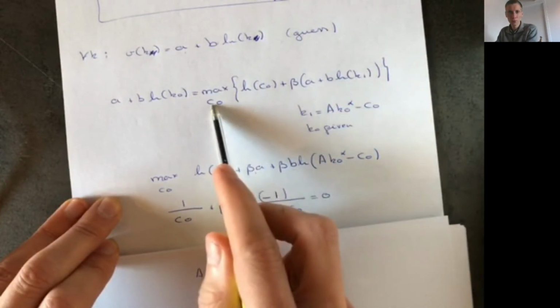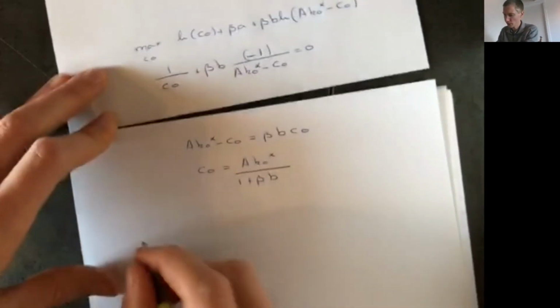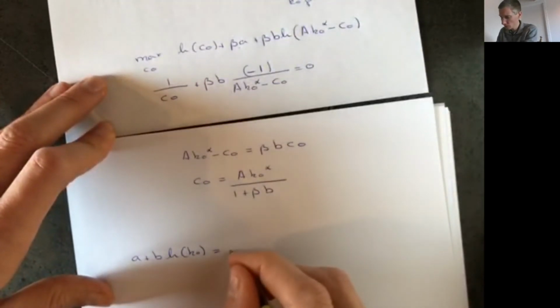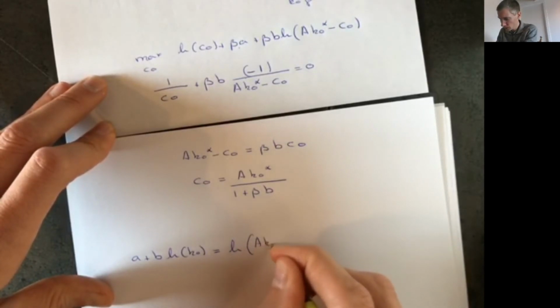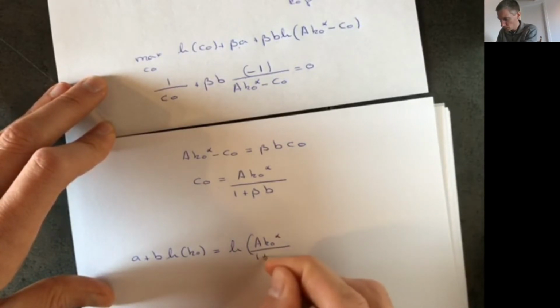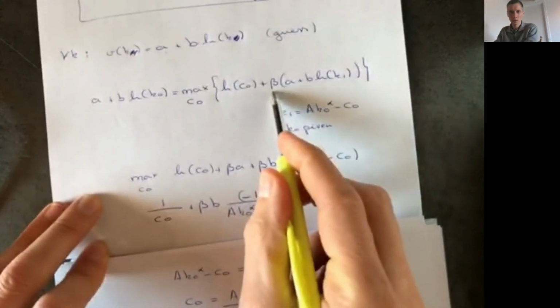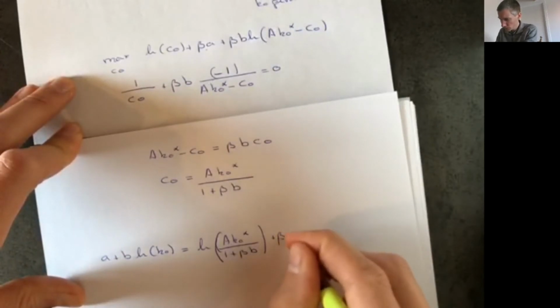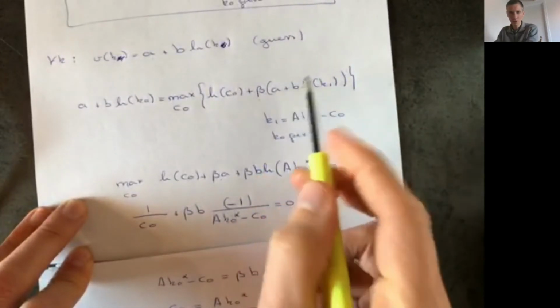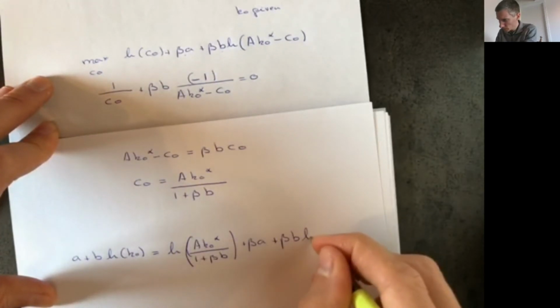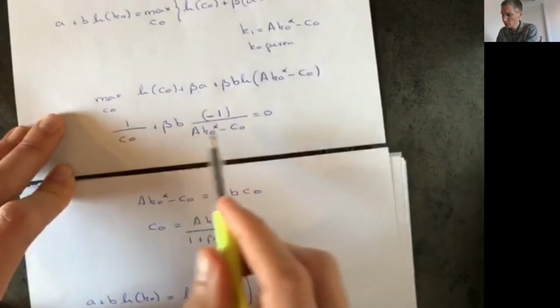So I know the optimal solution c0. Let me plug it back in. So we have that the left hand side is a plus b ln k0, and this is going to be equal to ln c0. So this is ln a k0 to the power alpha over 1 plus beta b, plus beta a plus beta b ln k1.